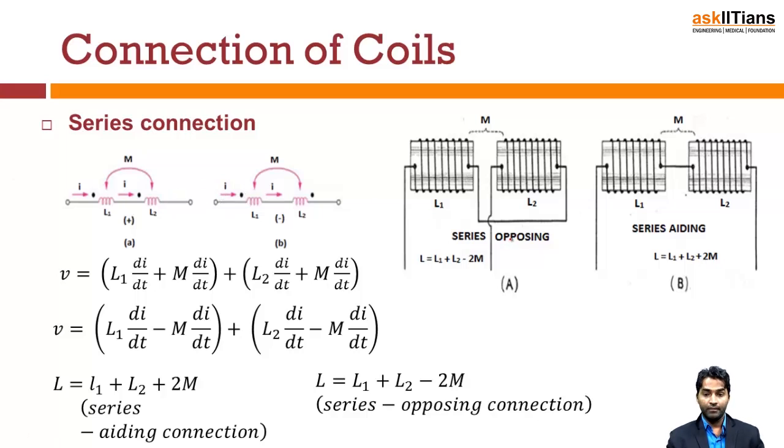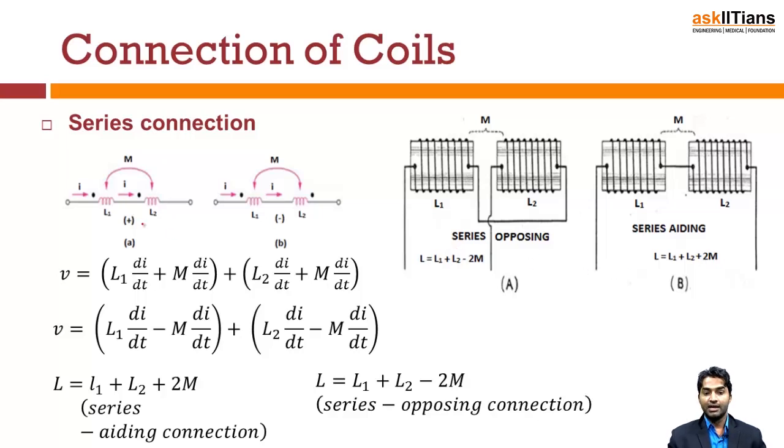Coils of self-inductance values L1 and L2 having mutual inductance M can be connected in series and in parallel. First of all, we will discuss the series connection. In series, they can be connected in opposing phase or aiding phase.